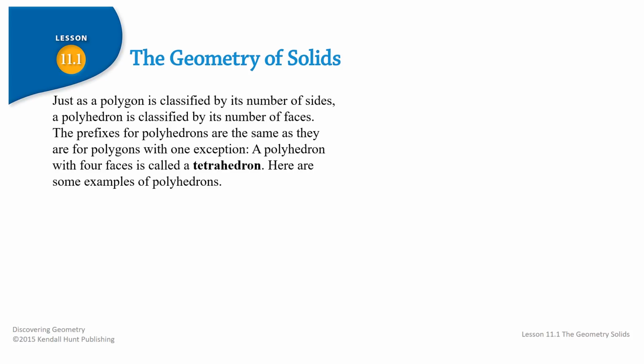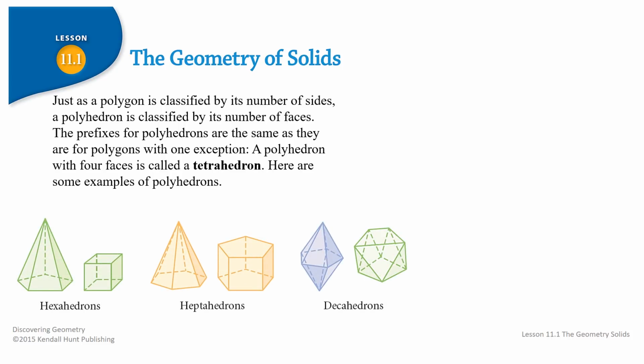So if it has more faces, it determines what type of name it has. Now, what we're used to with 4 faces is what we call a tetrahedron. Tetra meaning 4. Hedron is the term for a three-dimensional figure. A hexahedron has 6 faces. A heptahedron has 7. Decahedron has 10.